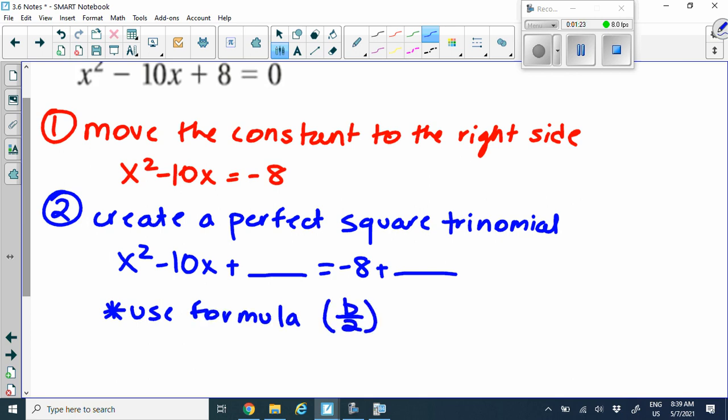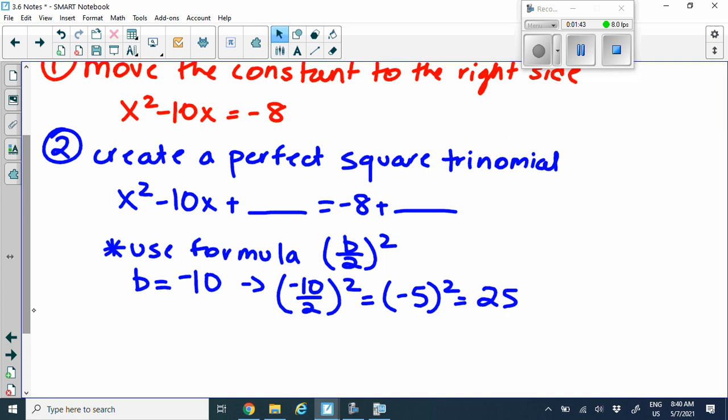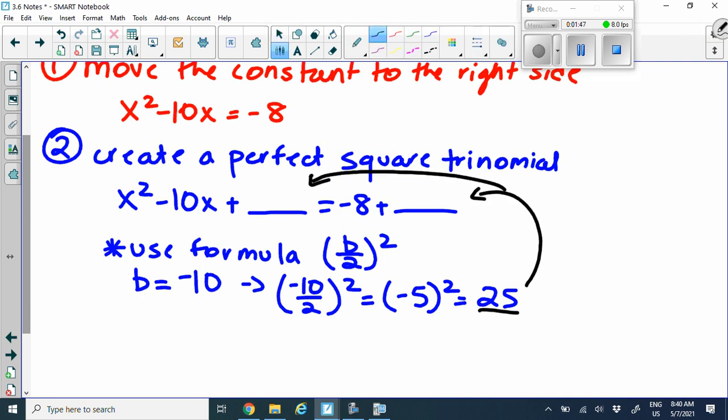So b divided by 2 squared. In this case, our b is negative 10. So I plug that into my formula. So I have negative 10 divided by 2 squared. I evaluate, I get negative 5 squared, and then that will give me 25. So I'm going to add 25 to both sides. I'm trying to equal out my two sides of the equation.